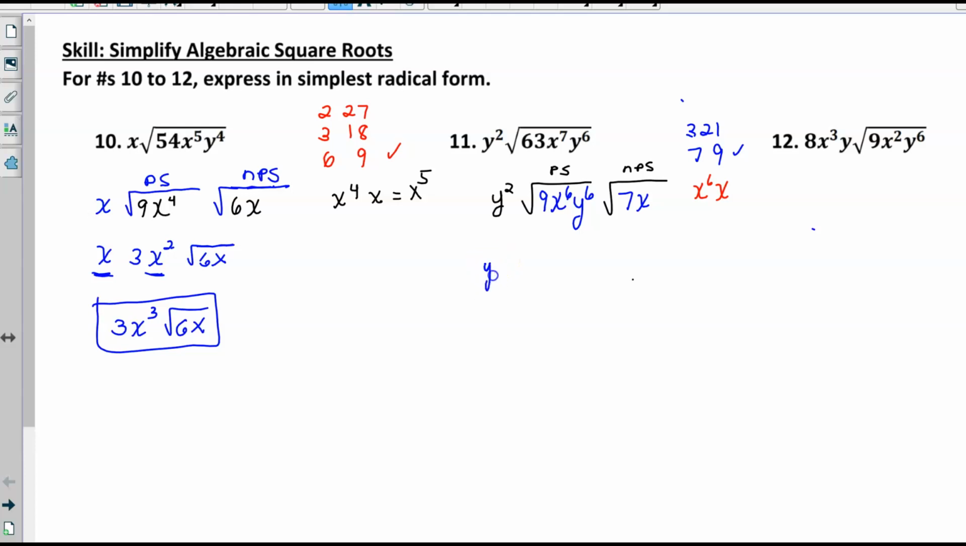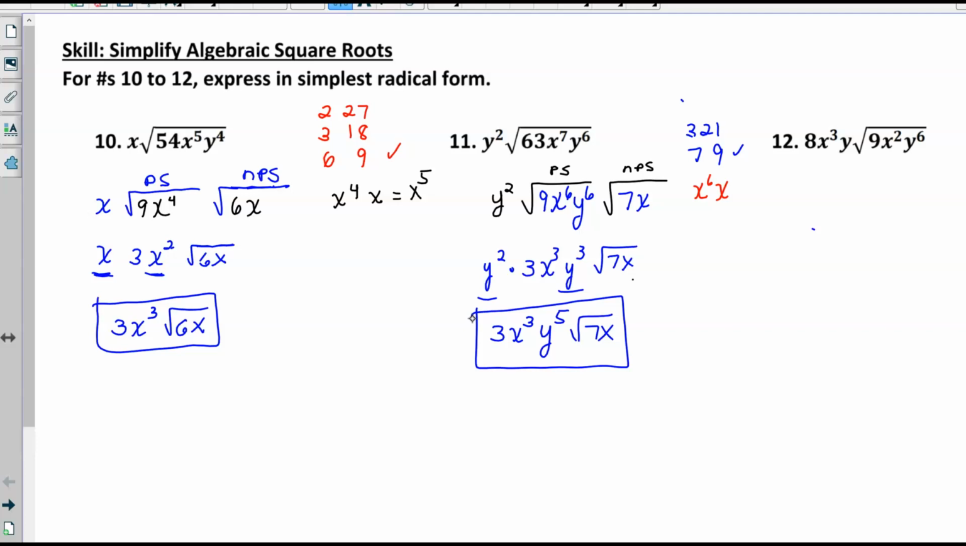We get y squared times the square root of 9 is 3, the square root of x to the 6th is x cubed, and the square root of y to the 6th is y cubed. And that becomes square root of 7x. Okay, I can now combine the y cubed and y squared by multiplying. I get 3x cubed. For the y variable, I keep the base y and add the exponents, 2 plus 3 is 5, square root of 7x. And this is my final answer.